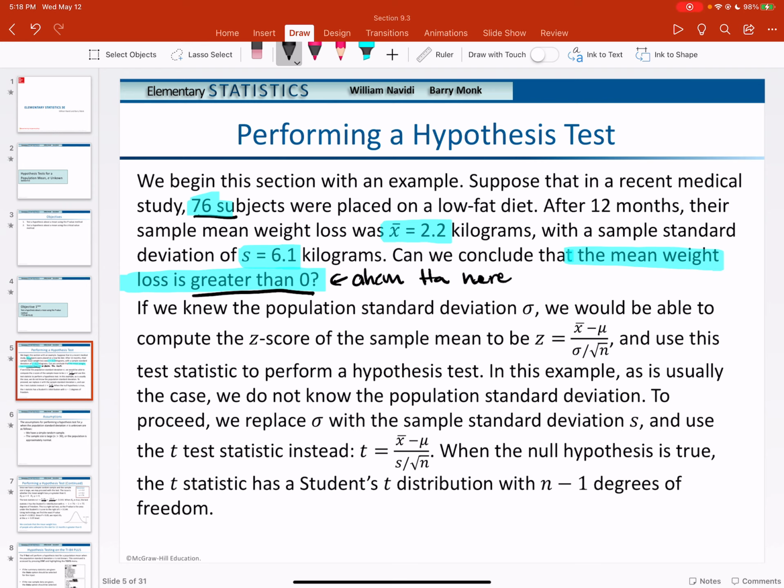So if we knew the population standard deviation, we'd be able to use the z-score, but we do not, okay? So what we do instead is we use t-scores, the t test statistic, and we use this formula here, with s instead of sigma, because it's the sample standard deviation. Under the assumption that the null hypothesis is true, the t-statistic has a student's t-distribution with n-1 degrees of freedom, where n is the sample size.